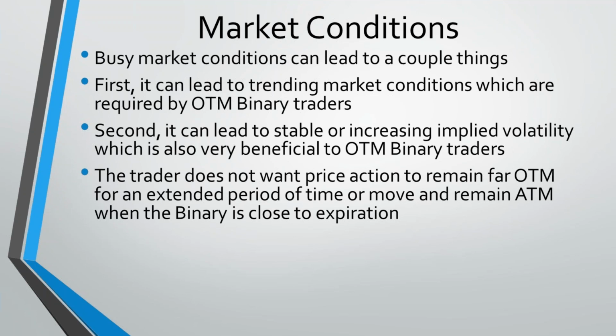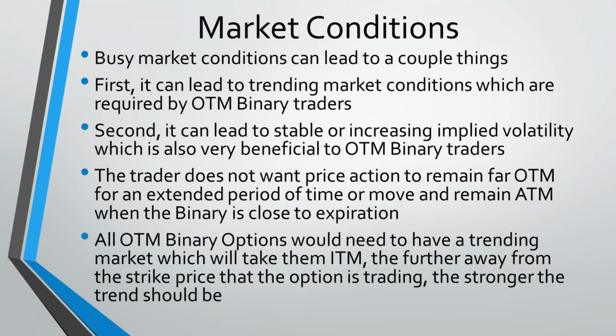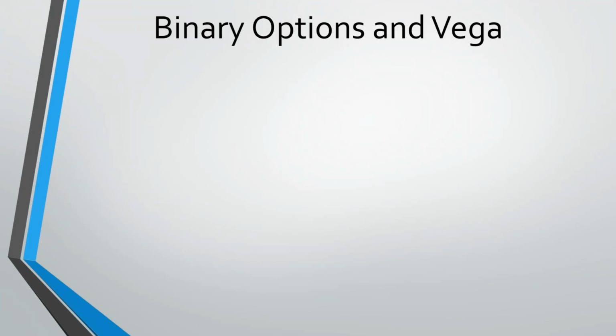The trader does not want price action to remain far out of the money for an extended period of time, or move and remain at the money when the binary is close to expiration. All out-of-the-money binary options need a trending market which will take them in the money. The further away from the strike price the option is trading, the stronger the trend should be. So remember I said, if you're going to put one of these on and you're spending 5 to make 100, you'd better have strong trending market conditions where you have a likelihood to get it close to at the money or in the money, especially if you're planning on holding it to expiration. You need it to go in the money, else that $5 will evaporate.